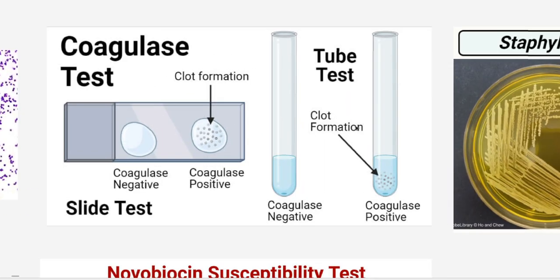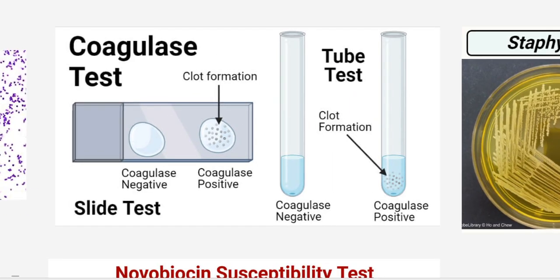Now, the coagulase test. How does the coagulase test work? Coagulase is basically an enzyme, and it's important to know that Staph aureus makes coagulase, which acts on fibrin.